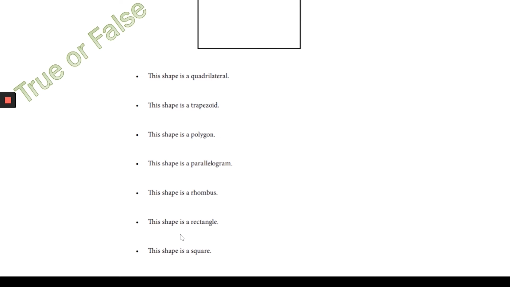Let's do a quick true or false game. You're going to take a look at this shape at the top, and then you're going to answer true or false. I'll read them off one at a time, and you're going to answer true or false, but also give me a reason why it is true or false. Okay, the first one, this shape is a quadrilateral. True or false, and why? Write it down.